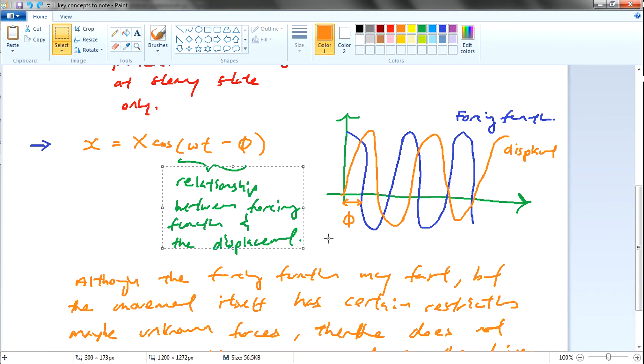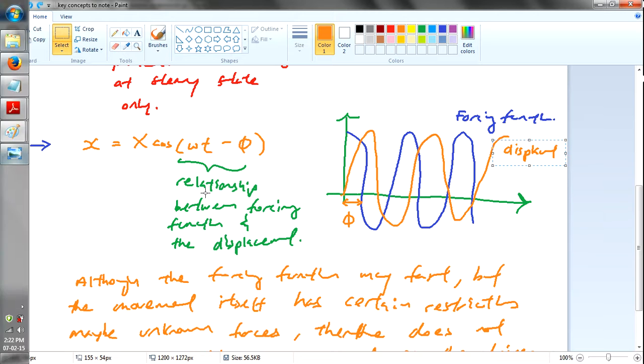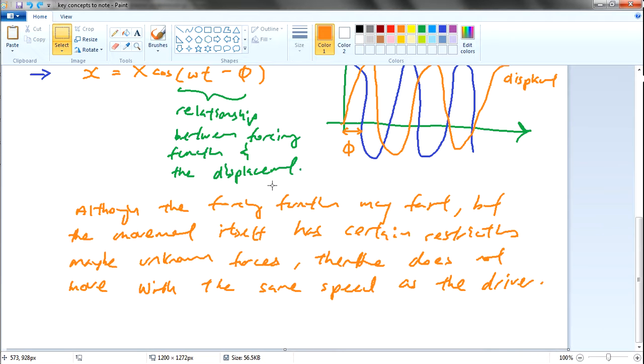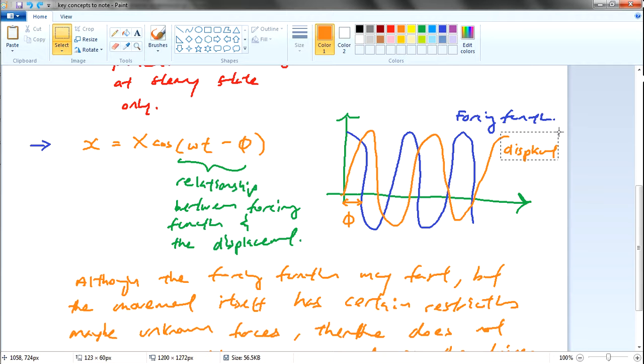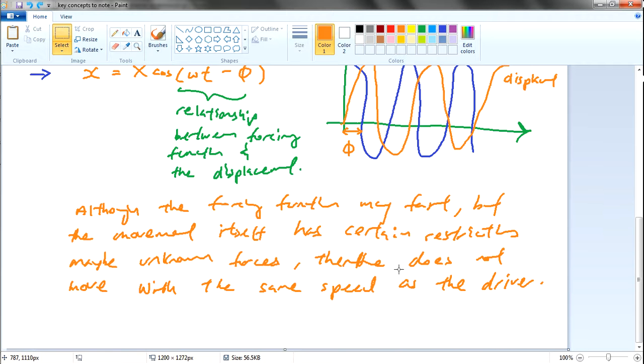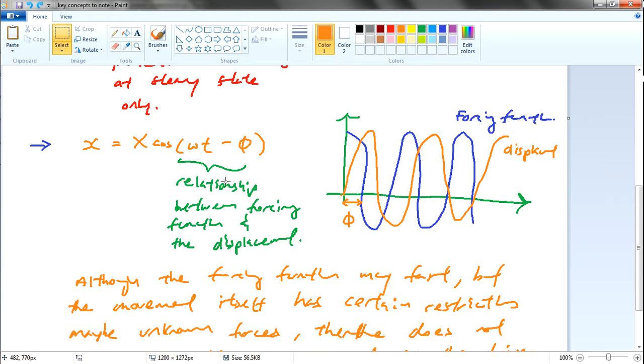So this portion over here relates to the relation between the forcing function and the displacement itself. I hope that I can make this clear. Although the function may be fast, the movement itself has certain restrictions. The movement of the mass does not move at the same speed as the driver. So with this, I hope I can let you understand. And nonetheless, I still have one more, so hold on.